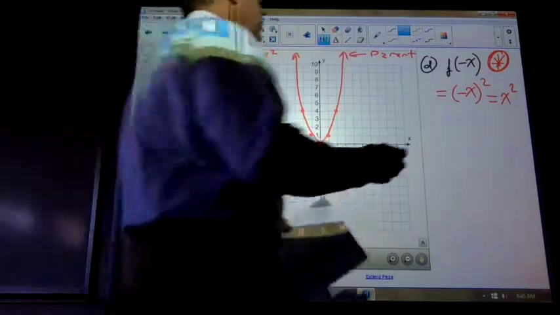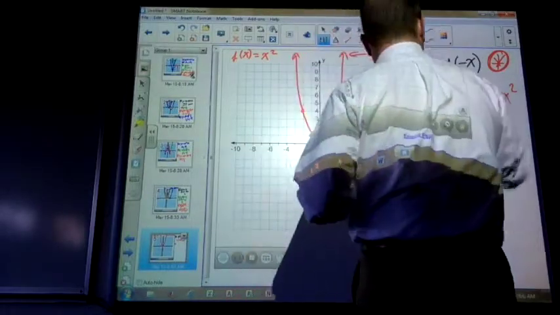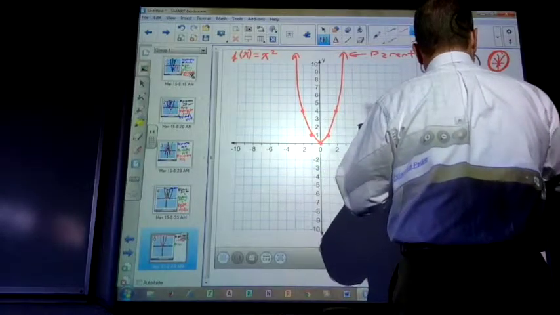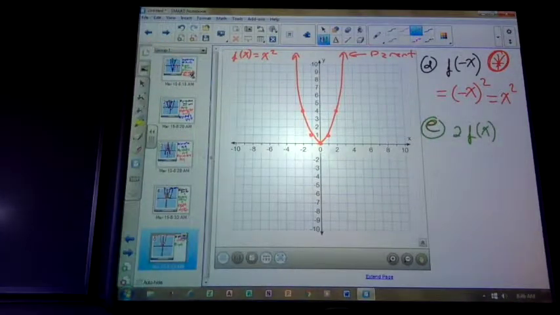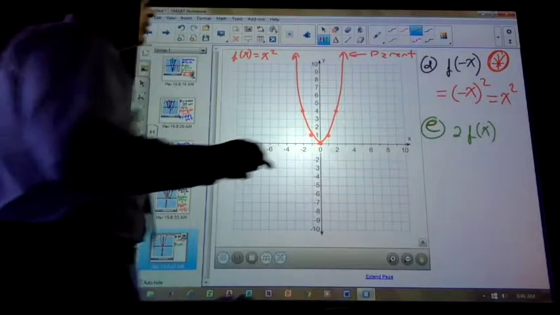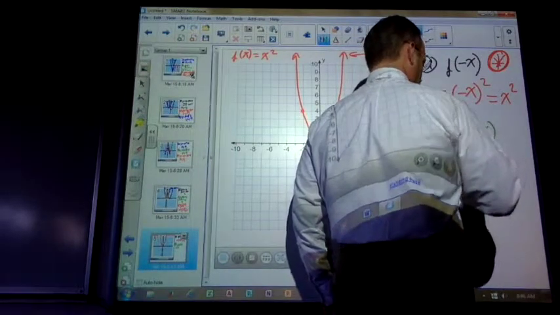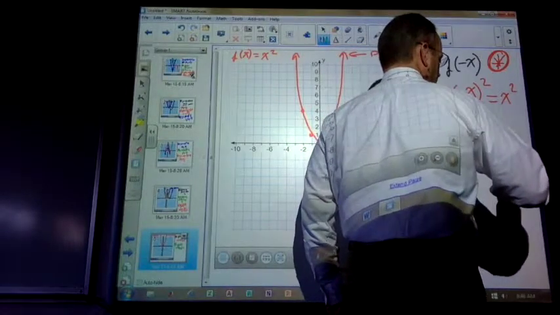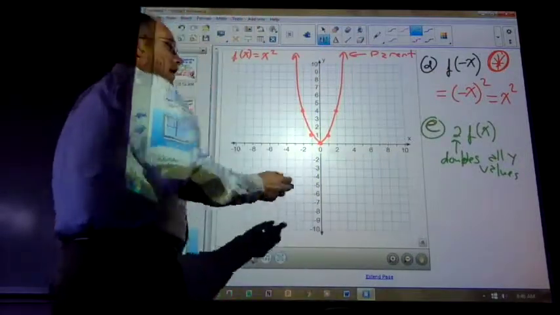Letter E. Let's change colors. Letter E. We have 2f at x. You know what that does? This doubles all y values. If it was a 3x, it would triple all y values. If it was a 4x, it would quadruple it.